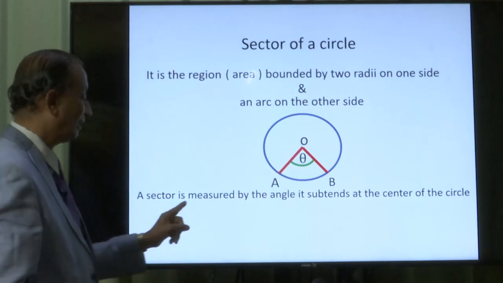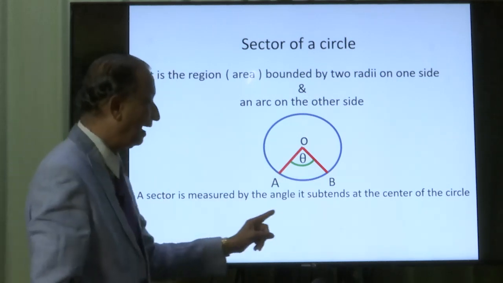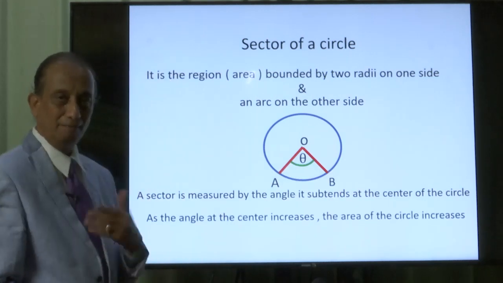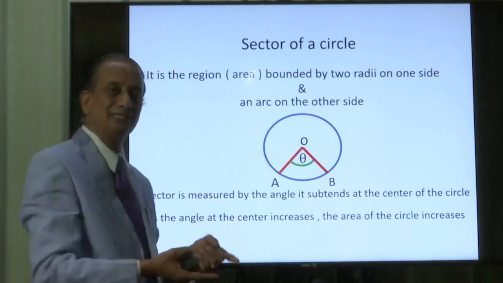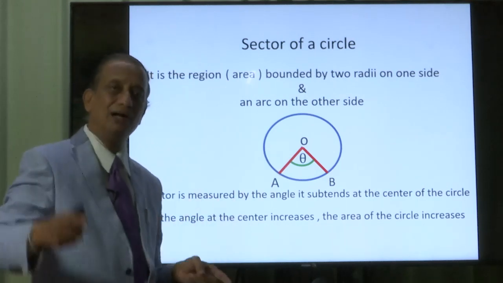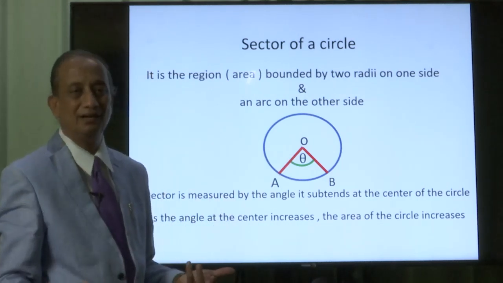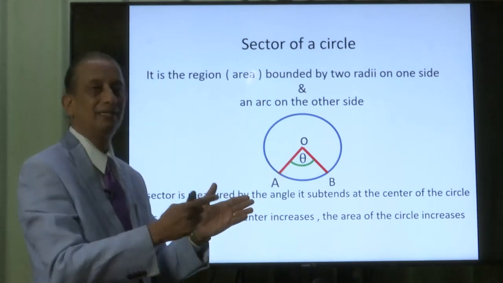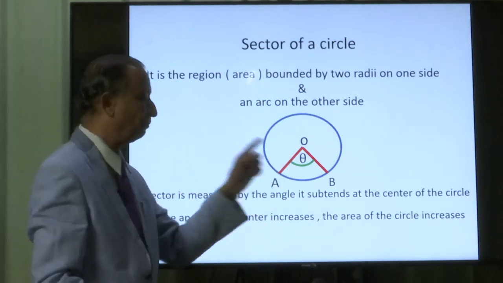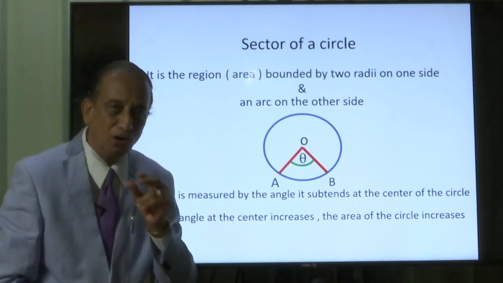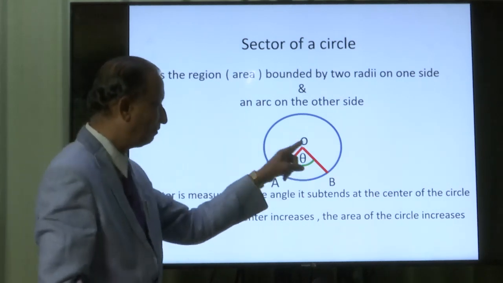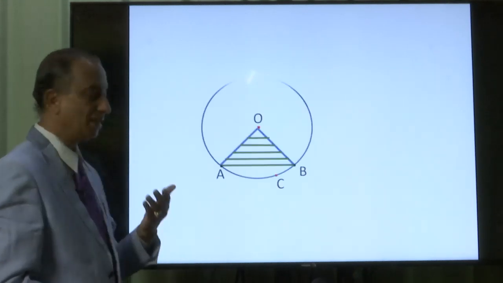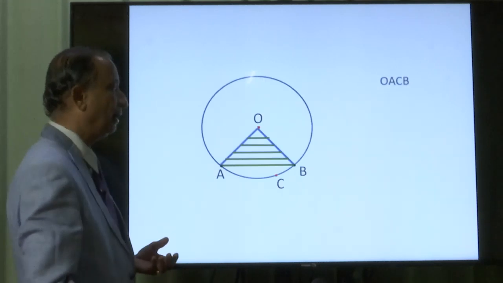So, a sector is measured by the angle it subtends at the center of the circle, because as theta increases or decreases, the area also increases or decreases. Okay? As it increases, the area increases. As it decreases, the area also decreases. So, therefore, with the help of this small concept, we shall now try to find out the formula for the area of a sector. Before that, two more points to be understood.